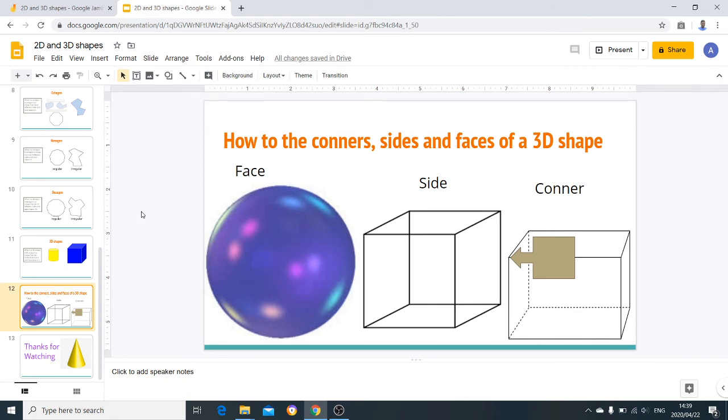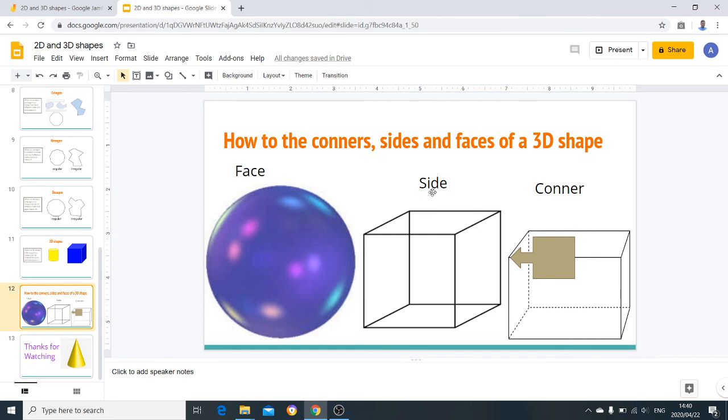How to recognize corners, sides, and faces of a 3D shape. The face of a 3D shape is the outer part. There can be one or more in 3D shapes. This is a sphere. It doesn't have corners, so it has only one. A cube has 6, so there can be one more.